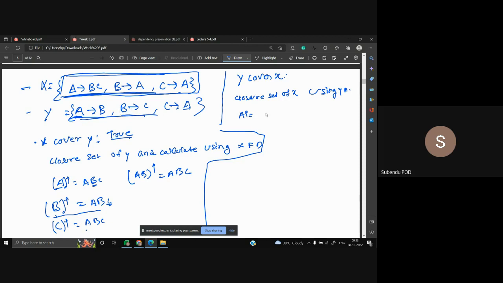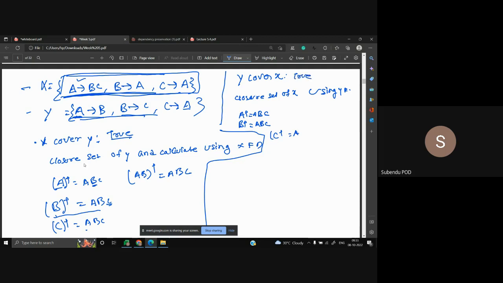We can say that ABC, right? So we can say that A determines BC is solved. So this is obtained. Now you have to find the B closure with the help of this functional dependency. So B determines C, C determines A. So you can get ABC here also. And C closure: we can say C determines A. So directly C determines A. So we can say that this is also true.